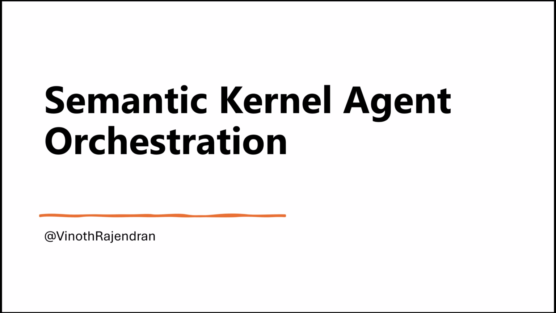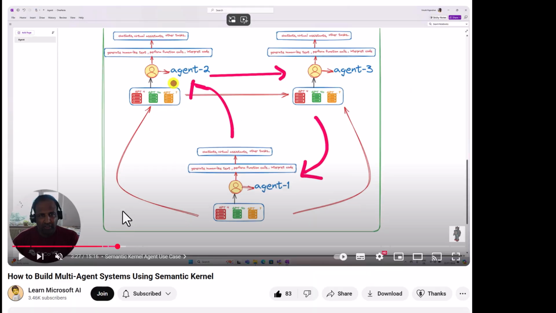Before starting this video series, first you should understand what a multi-agent system is and how to implement it using Semantic Kernel. Related to that, I have created one video about how to implement this multi-agent system using Semantic Kernel. If you are new to this, to understand agents, first watch that video to understand what a multi-agent system is and how to implement it using Semantic Kernel. So let's jump to our Semantic Kernel agent framework.